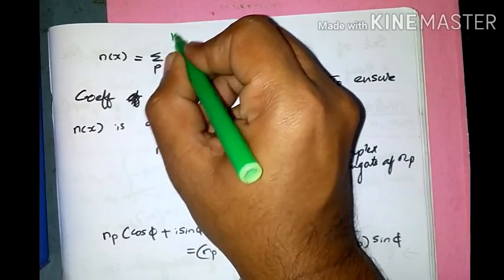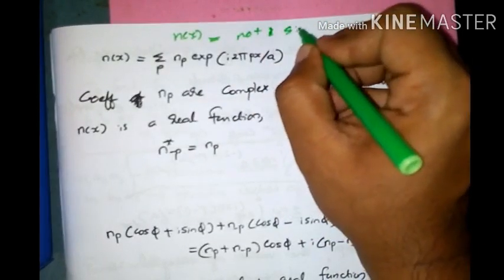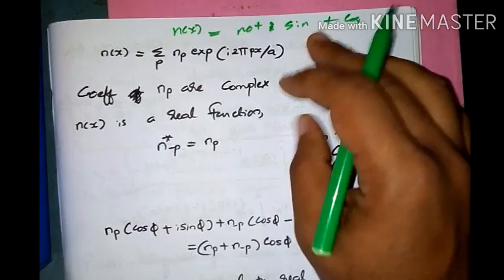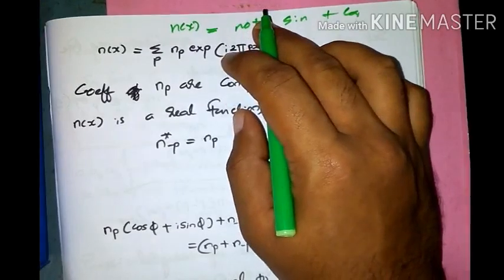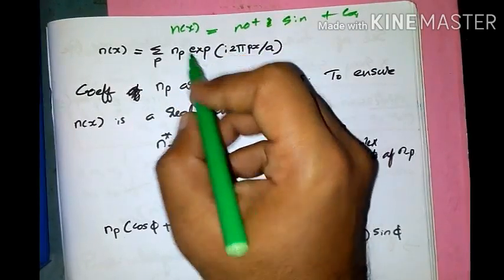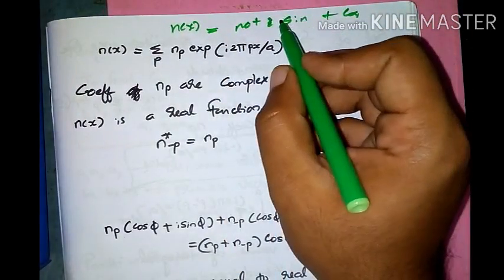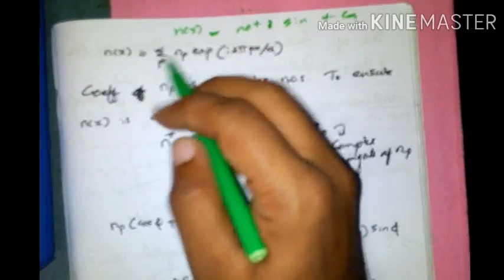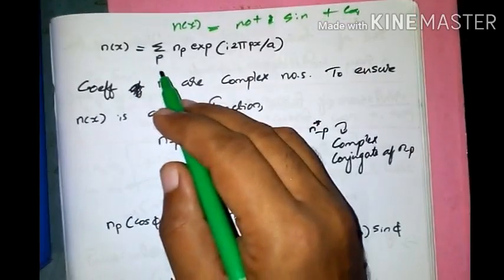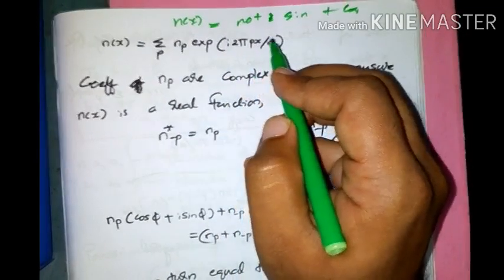Now initially we have expressed the electron number density n of x using Fourier analysis as a combination n0 plus summation of a sine function and a cosine function. So we can write it in a more convenient way using exponentials. So e raised to i theta is equal to cos theta plus i sin theta. So we can write this n of x electron number density term in terms of an exponential term. It becomes n of x equal to summation over p np exponential e raised to i 2 pi px by a.